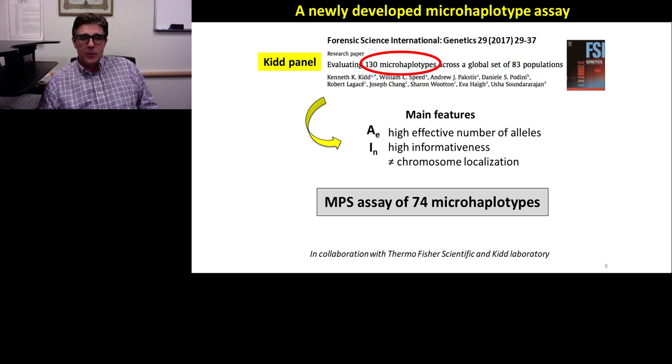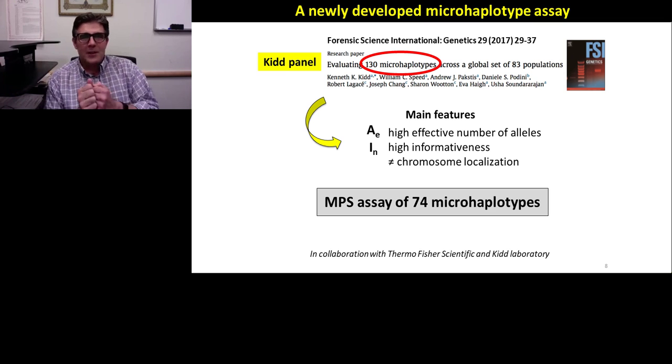So we received funding from NIJ to develop an assay based on a panel that was identified by Dr. Kidd in collaboration with others, including our group. We selected a subset of this panel based on two parameters. One is AE, or effective number of alleles, and the other parameter is informativeness. So the effective number of alleles essentially tells us how discriminating this particular locus is. So essentially the distribution of the alleles that this particular locus has, and how balanced is the allele frequency of the alleles that are identified for this locus.